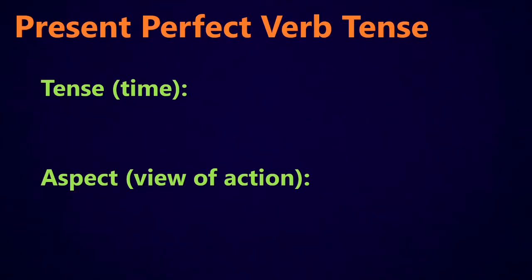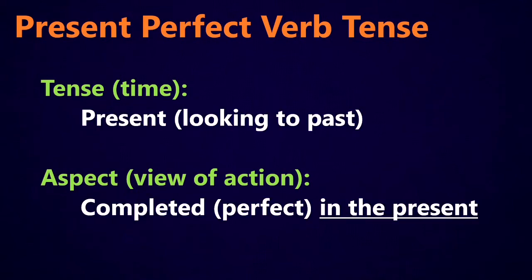So first, let's talk about what the present perfect verb tense is. The present perfect verb tense is a verb tense we use to talk about the past, but we're talking about the past in the present. So you can think of the present perfect as the past in the present. The way that we're thinking about the action is that the action is completed or perfect in the present. This is why we call it the present perfect.